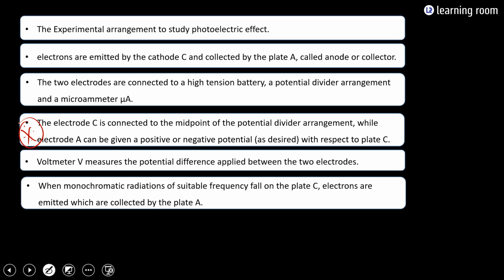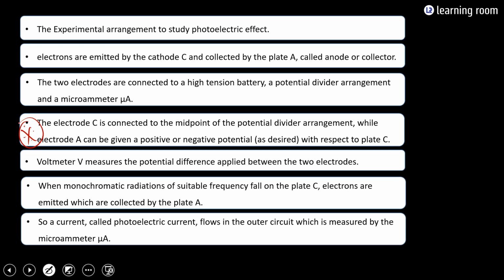Next is, when monochromatic radiations, monochromatic means radiations which have a single wavelength associated with them, they have only one color associated with them. When monochromatic radiations of suitable frequency, meaning sufficient energy, are made to fall on plate C, electrons are emitted which are collected by the plate A.